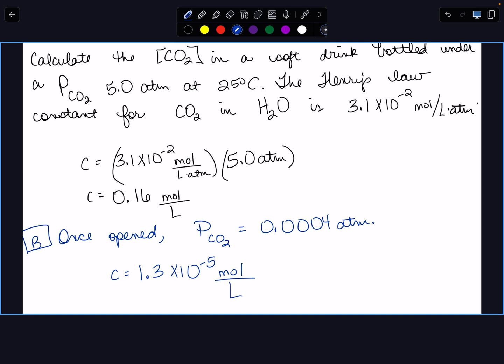Do y'all get that? 0.031 times, I guess it's really 1.2, isn't it? Thank you. 1.2 times 10 to the minus 5? I mean, that explains why your soft drink goes flat after it's opened. As it remains open, the CO2 bubbles out. Okay? Any questions on that?